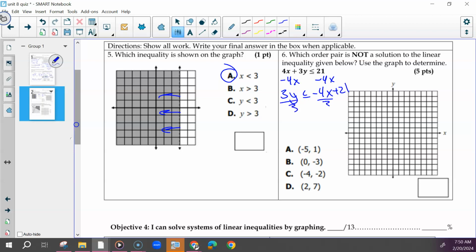And divide everything by 3. It's so bad. No. And then graph this. So this would have started at 7, went down 4, to the right 3.